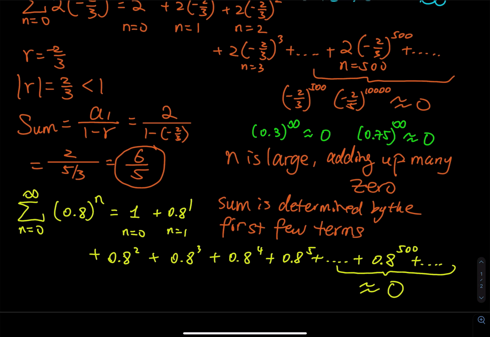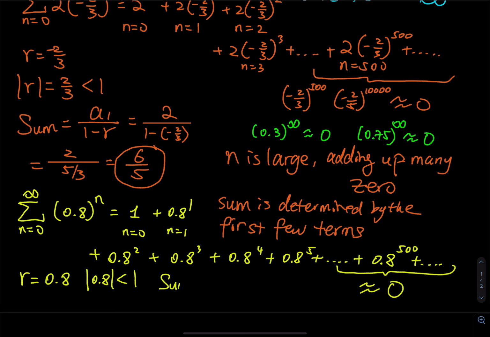0.8, 0.81, as long as that number is between 0 and 1 and 0 and negative 1, you raise that to a very large value. Just try this on your calculator. You will just get a bunch of zeros, right? So the common ratio is equal to 0.8, and the absolute value of 0.8 is less than 1.